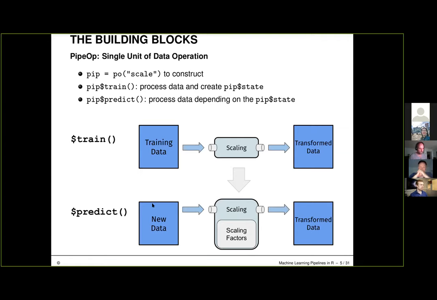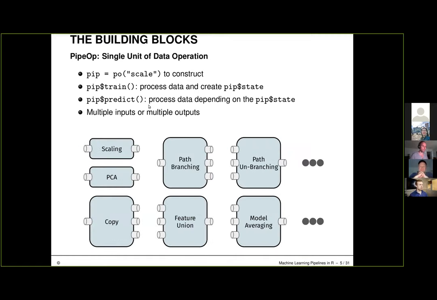So test data comes along. It's again a blob of data, a table. We push it inside of the operator, but now we don't learn anything. We simply apply the learned scaling factors from training, and transformed data again goes out. So every pipe operator always has a training function and a prediction function. And there are actually more complicated operators that have multiple inputs and outputs.